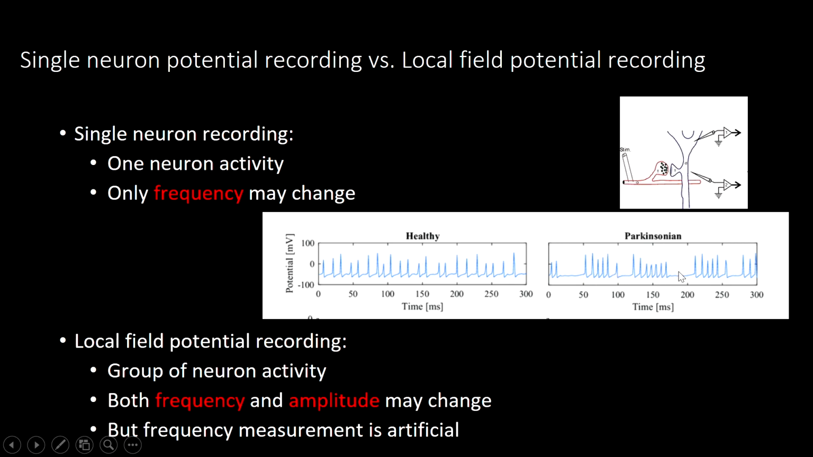They fire relatively with lower frequency. And for local field potential recordings, because you are recording a group of neurons, the number that you record for the frequency and the amplitude may both change. However, the frequency measure is artificial. I'm going to show you why in just a second.